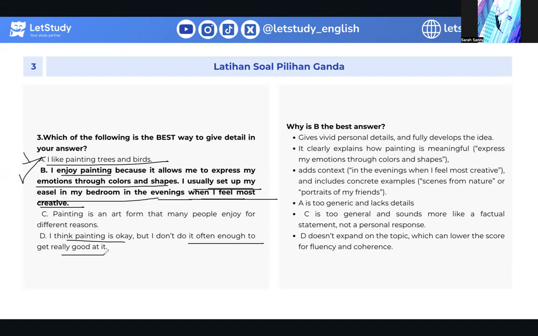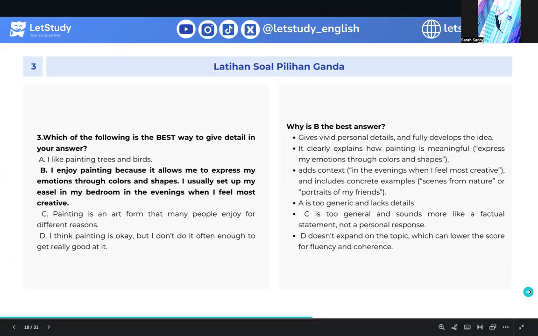Atau bisa follow up kayak, "I think painting is okay, but I don't do it often enough to get really good at it. I actually really like art. However, I found painting to be kind of hard because I'm not very good at drawing specific shapes. I find it hard," and so on. Jadi sebenarnya dia itu boleh, tapi harus dijelaskan lebih for it to be the best answer. Jadi untuk sekarang B adalah jawaban yang paling benar. Oke, lanjut.